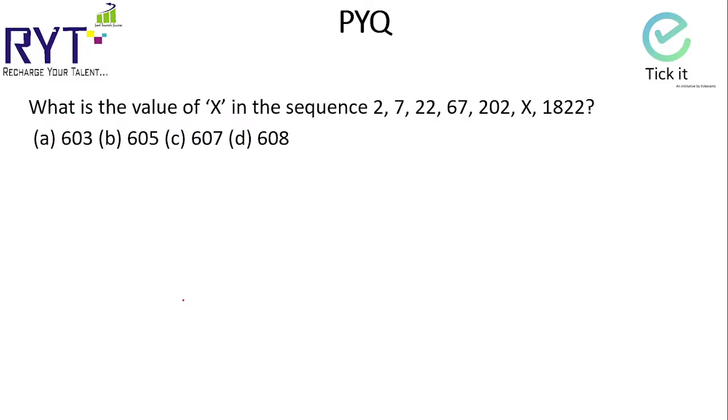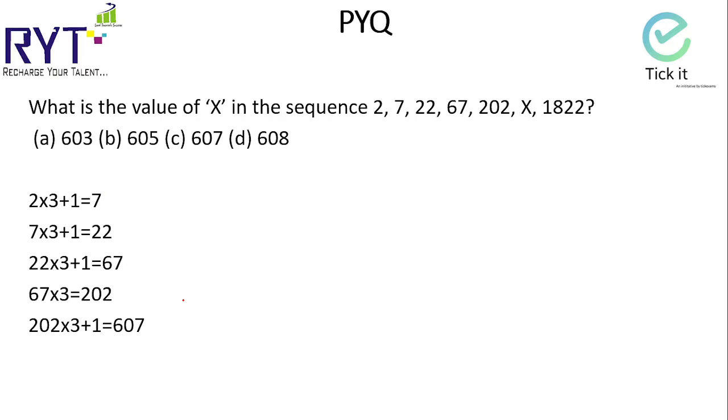What is the value of X in the sequence from UPSC? 2, 7, 22, 67, 202, X. Simple. If we observe the unit digit, 2, 7, 2, 7. So 2, 7, which option has unit digit 7? 607 is the right answer. Let us check the mathematical logic. 2 into 3, 6 plus 1, 7. 7 into 3, 21 plus 1, 22. 22 into 3, 66 plus 1, 67. So this is the logic. We get 607 as the correct answer.